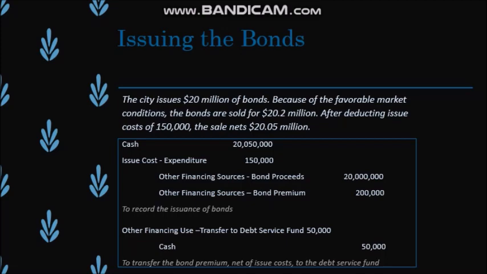And we'll do that by debiting transfer to debt service fund for $50,000 and cash we will credit for $50,000. And this is a transfer of the bond premium net of issue costs to the debt service fund.